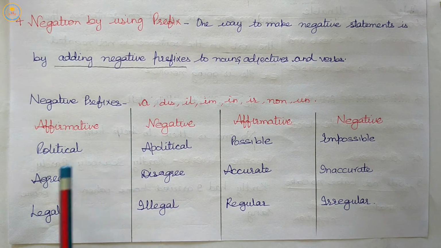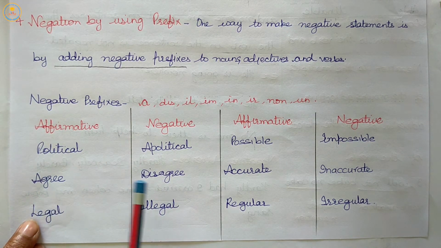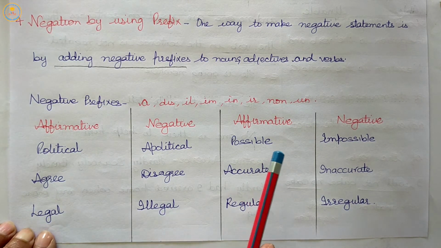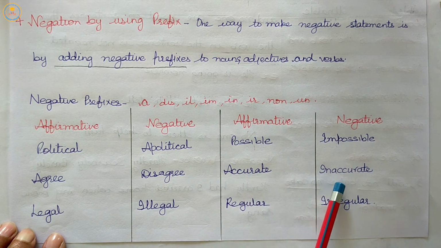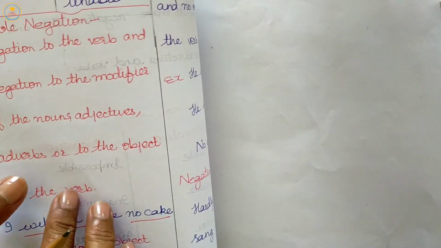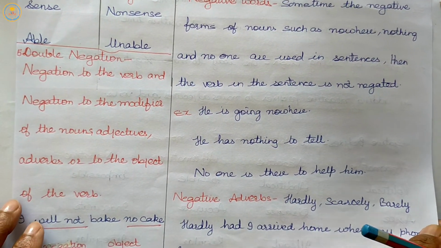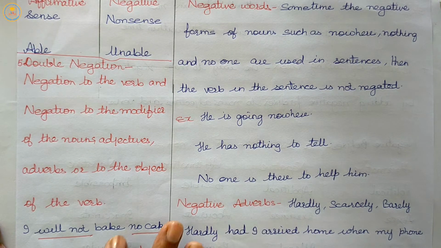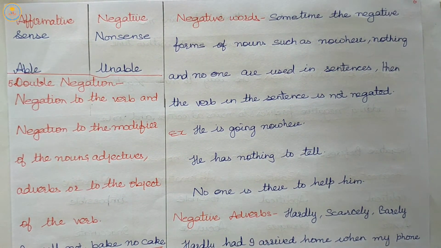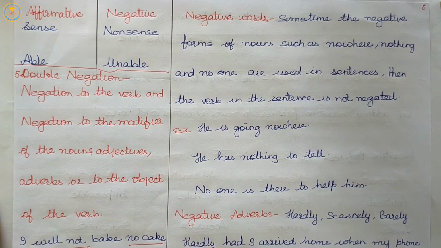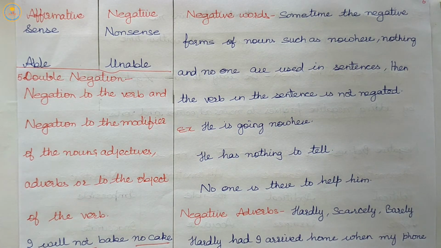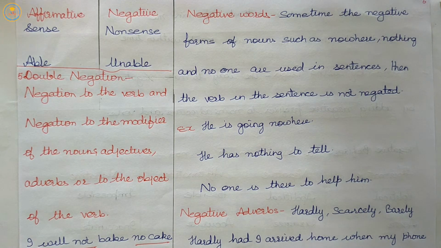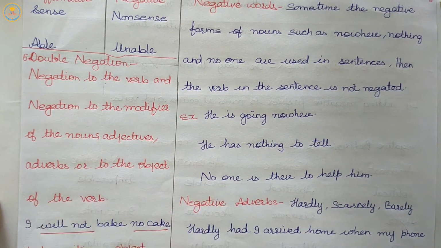response. So let us see: political, apolitical; agree, disagree; legal, illegal; possible, impossible; accurate, inaccurate; regular, irregular; sense, nonsense; able, unable. All these are opposites. When we are talking about opposite words, or about a statement with opposite sense, it will be in negation form. So here some prefixes are given that will show you the negative form of the word: sense, nonsense, able, unable, agree, disagree, possible, impossible. All these words will show you the negative form.